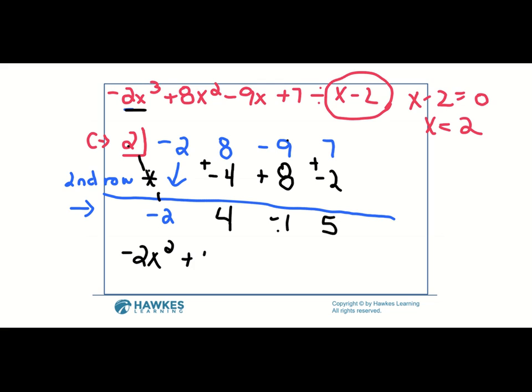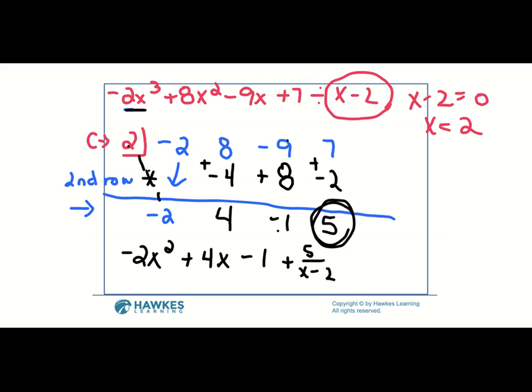Plus 4x minus 1, and then this last part here, that's always your remainder. So when we write it, plus, it would be 5 divided by x minus 2. And that is our synthetic division.